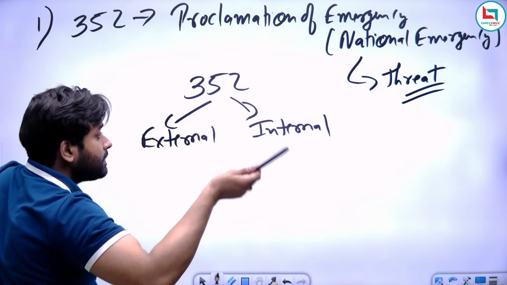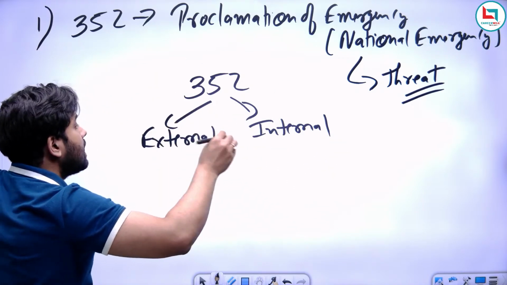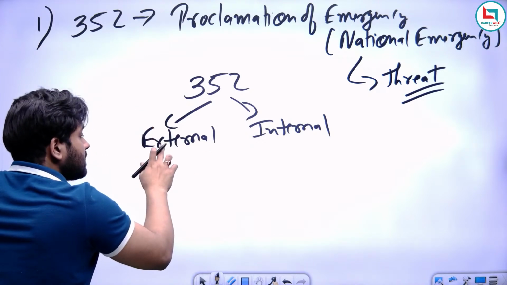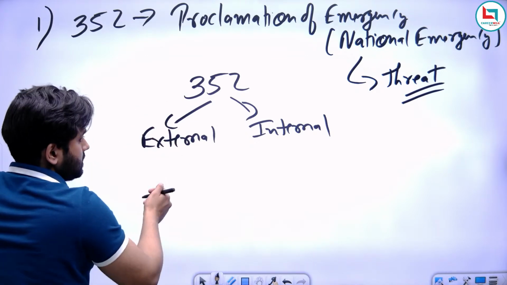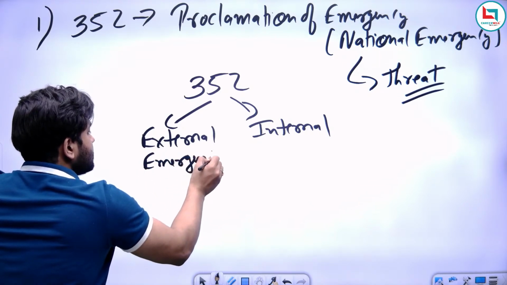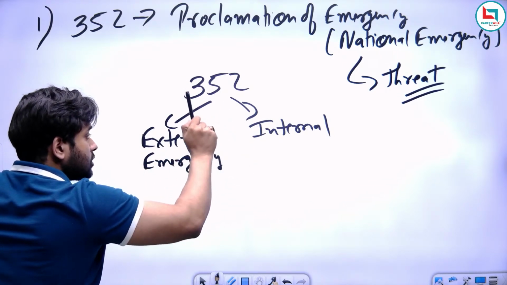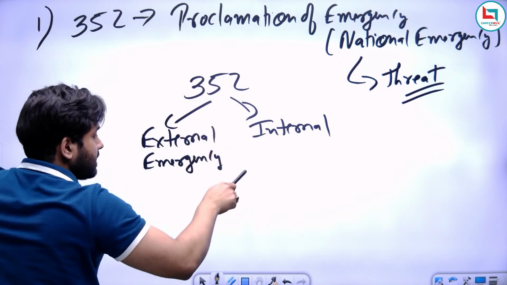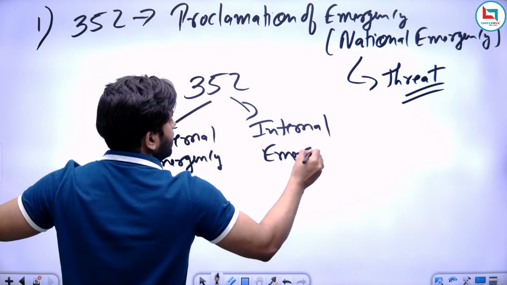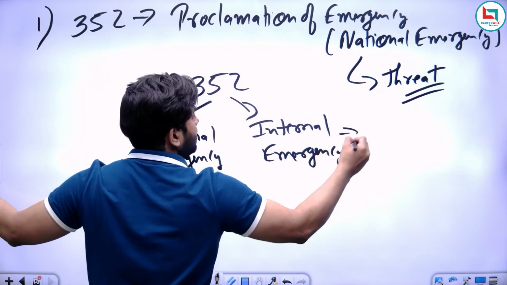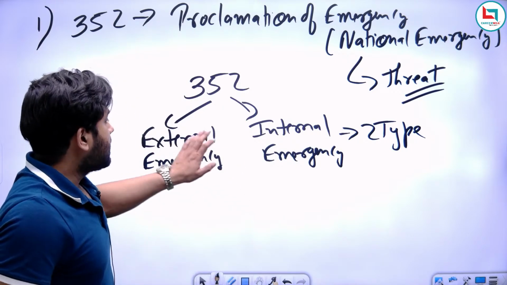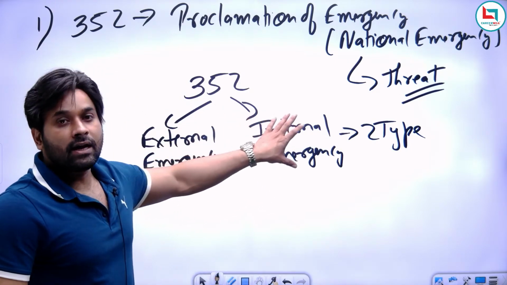If there is a threat, then we have to impose national emergency, and when the threat is external in nature, that national emergency will be called external emergency. And whenever the national emergency is imposed because of internal threat, we call it internal emergency. So let me be clear, national emergency is of 2 types: first is external emergency, the second is internal emergency.